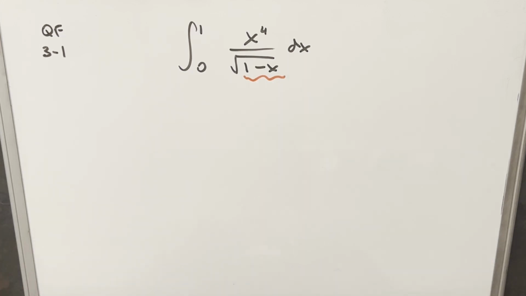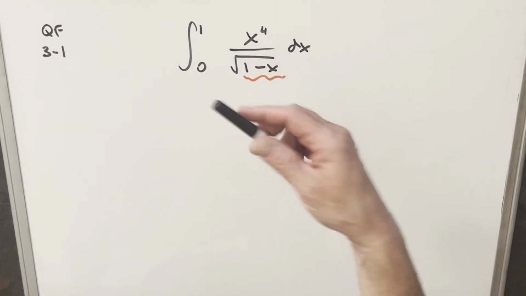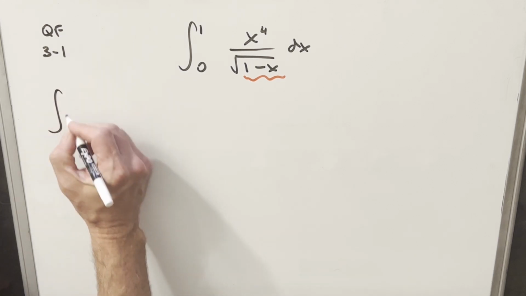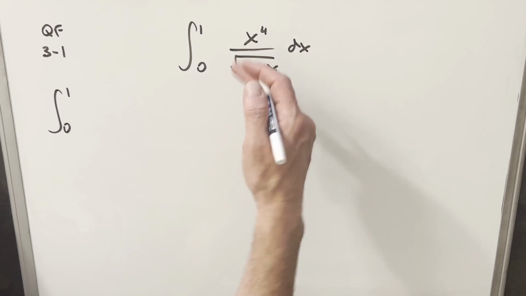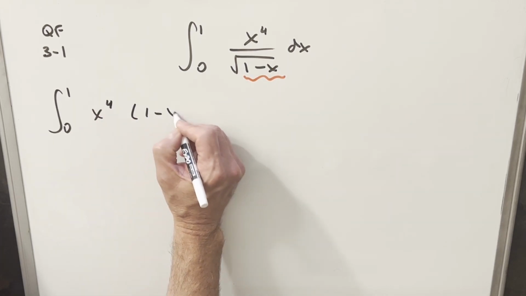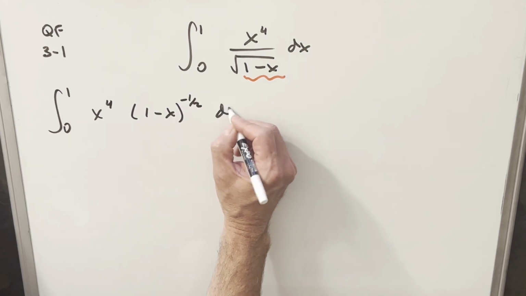If I just take my 1 minus x and make that my u, you'll end up with a polynomial in the numerator, and it'll simplify pretty nicely. What I want to do is something just a little bit different. I'm going to bring my 1 minus x into the numerator, so we'll have our x to the fourth, and this is a 1/2 power, so I'll just write it as minus 1/2.